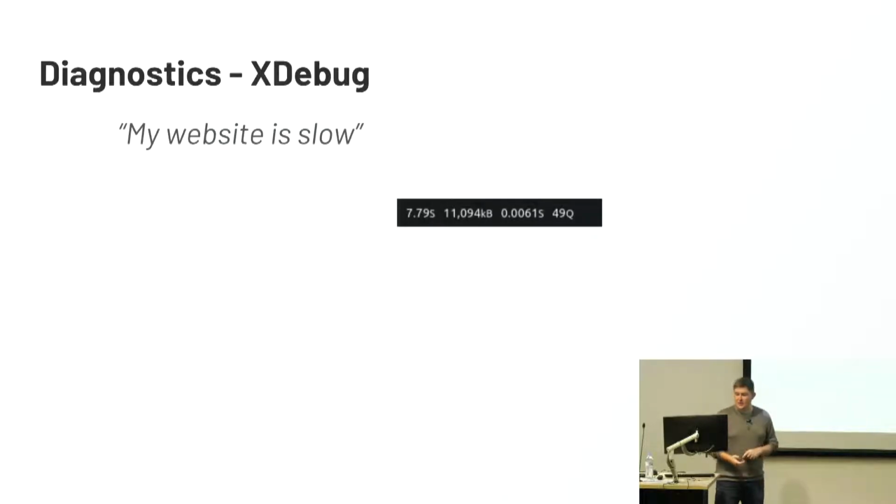You can see in this example, it took 7.7 seconds to render the site. Memory usage was 11 megs, so it's not too bad. Database queries were 0.006 seconds. So we know it's not a huge amount of database time that's causing the site slowdown. Basically it means it's somewhere within the code where we're seeing slowdowns.